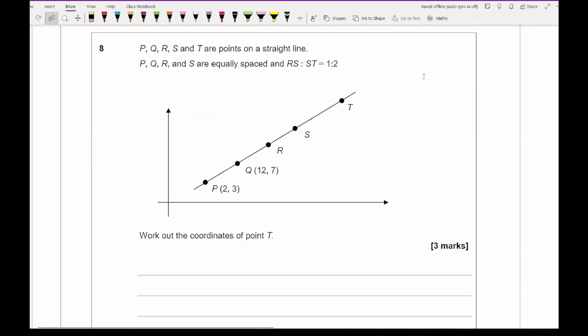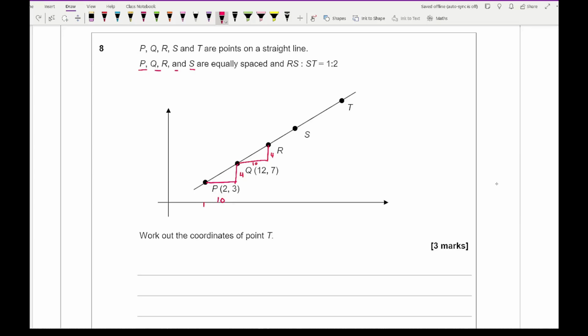Moving on to question 8, it says P, Q, R, S and T are points on a straight line. P, Q, R, S are equally spaced and RS to ST is in the ratio of 1 to 2. And the question is saying work out the coordinates of point T. So we know that these 4 points are all equally spaced. So again, if I go back to drawing my triangle, then looking at the base of that triangle, it's the difference between the x ordinates, that's 10, and the height of that triangle is the difference of the y ordinates, which is 4. So that means that this will be 10, this will be 4.